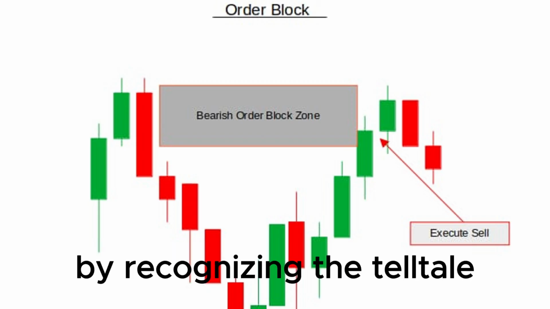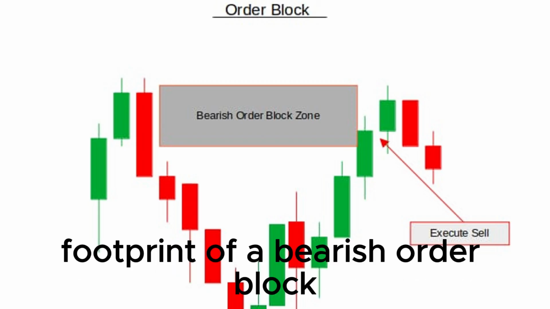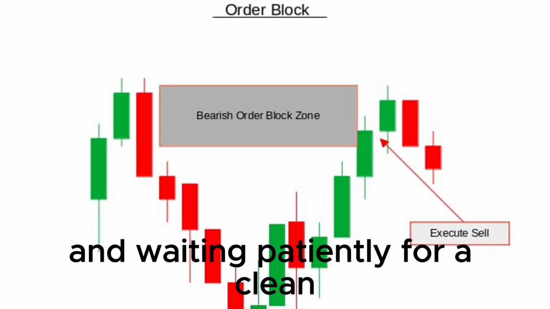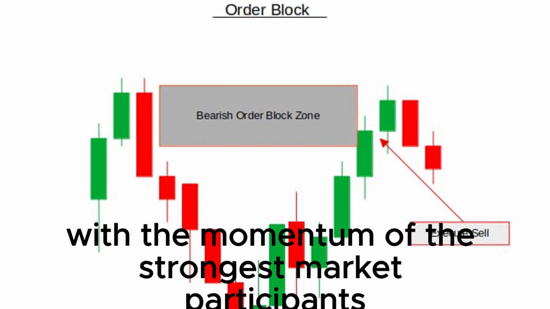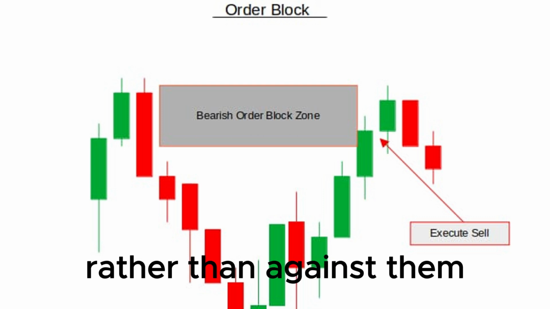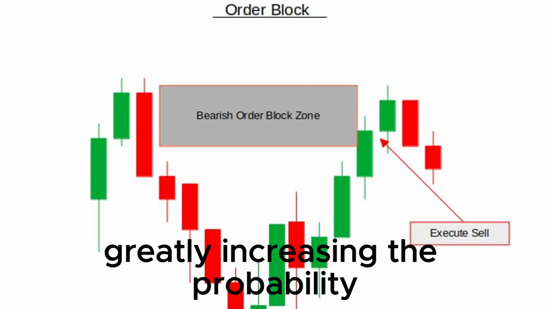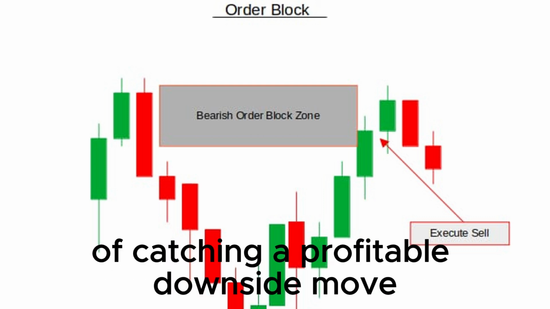By recognizing the telltale footprint of a bearish order block and waiting patiently for a clean retest and confirmation, a trader can align with the momentum of the strongest market participants rather than against them, greatly increasing the probability of catching a profitable downside move.